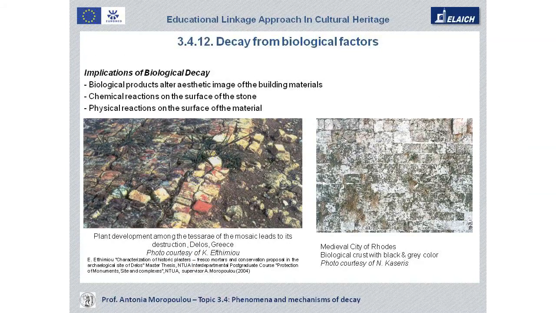The biological factors act in the same way that chemical reactions or sometimes physical reactions occur at the surface of the materials. As we can see here in the tesserae of mosaics in Delos, or the stone masonry structure of the medieval fortifications of Rhodes, we have deterioration of stone due to the acid deposition of biological activities or due to physical corrosion, which diversifies the microstructure of the stone.